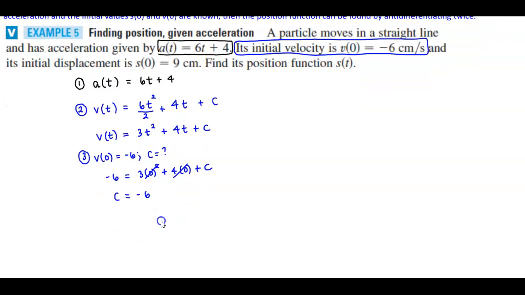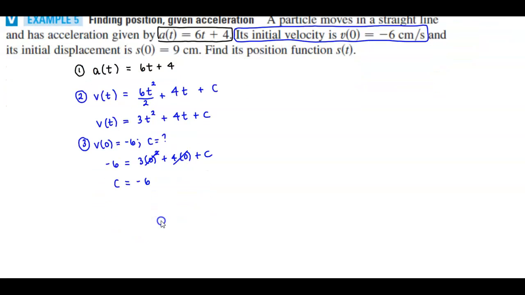So what does that tell us about the velocity function? It tells us that v of t is now equal to 3t squared plus 4t minus 6. Now we want to find the position function. So let's find the antiderivative of that, which will give us the position function s of t.